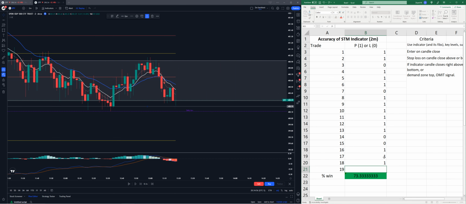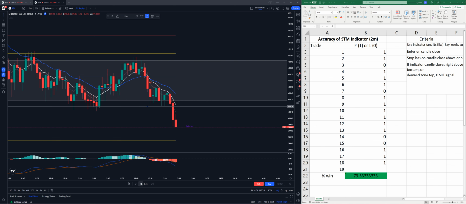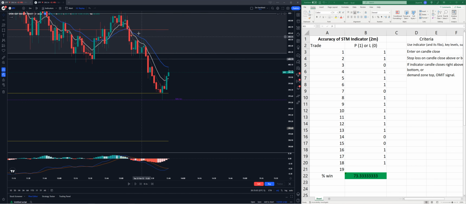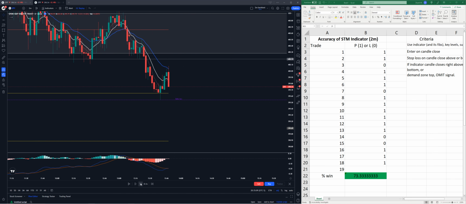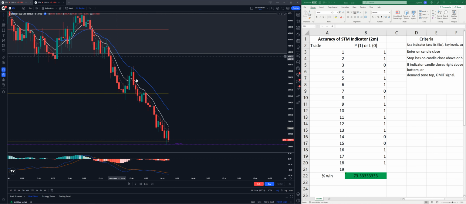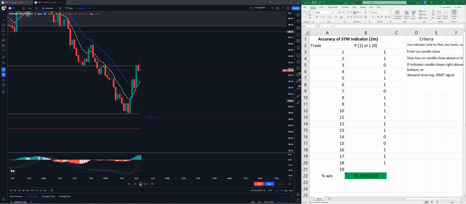So let's do that. And then it just continues to dump. And actually, you see here that we never really closed above the 21 EMA. So if you wanted to stay in, you could have all the way down to this next fib level. And then we reject the 21 EMA again. And you could have even held all the way to this next fib level. This is a very big downside move.